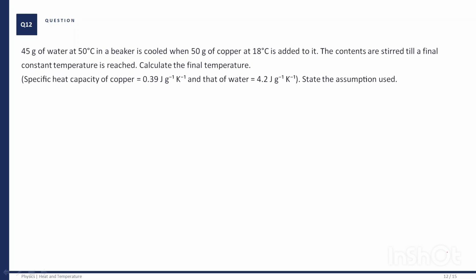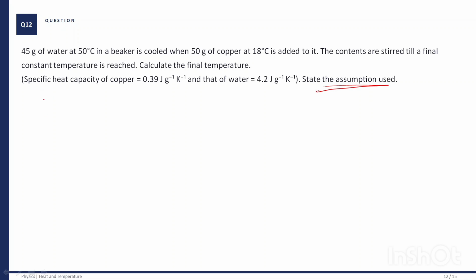42 gram of water at 50 degrees Celsius in a beaker is cooled when 50 gram of copper at 18 degrees Celsius is added to it. The contents are stirred till a final constant temperature is reached. Calculate the final temperature. The specific heat capacity of copper is 0.39 joule per gram Kelvin, and that of water is 4.2 joule per gram Kelvin. State the assumption used. The assumption is that there is no loss of heat energy.